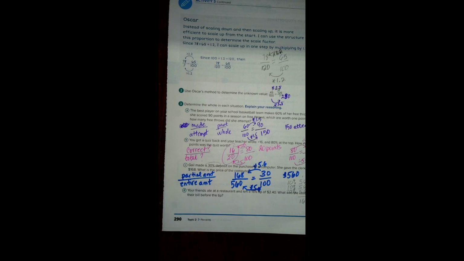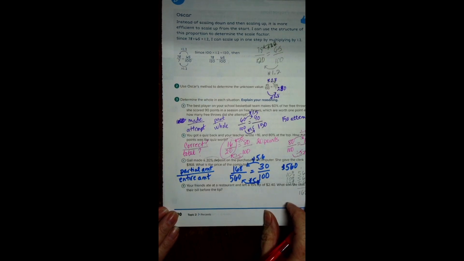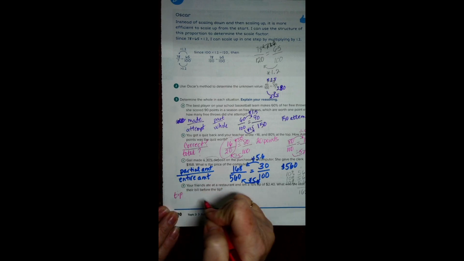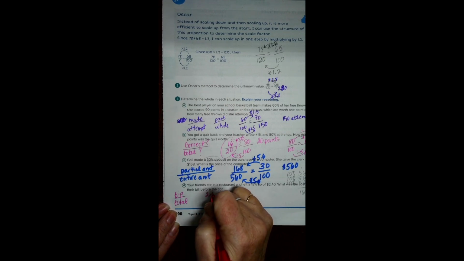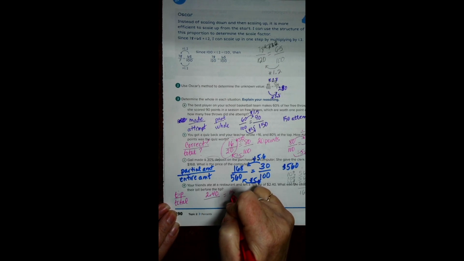Okay, last one. Your friends ate at a restaurant and left a 15% tip of $2.40. What was the cost of the bill before the tip? So we have the tip is the part, the total bill is the whole. So we know they had left $2.40 was the tip amount, and we know it was 15%. So how do we go? We need to go this way. So how do you go from 15 to $2.40?